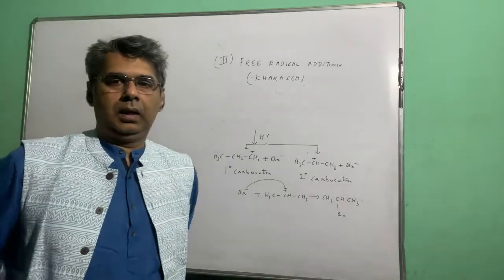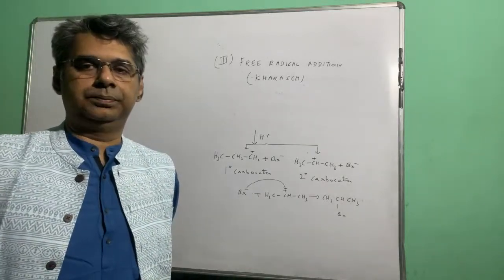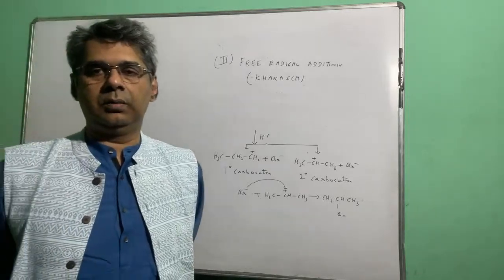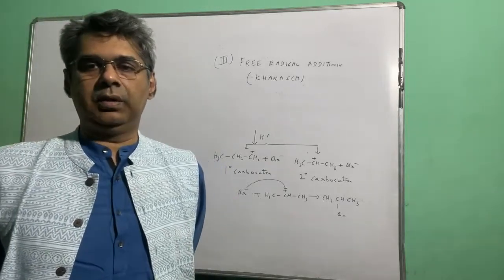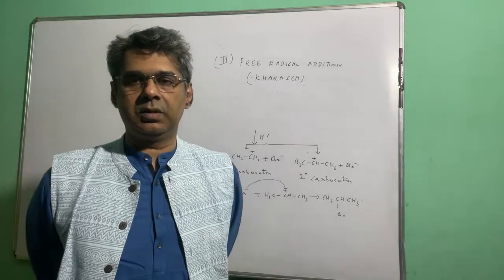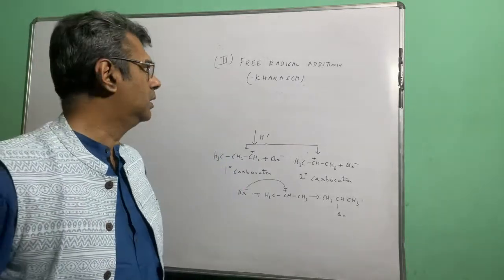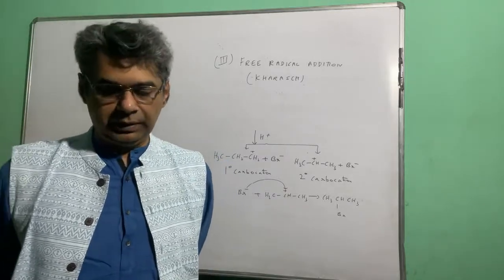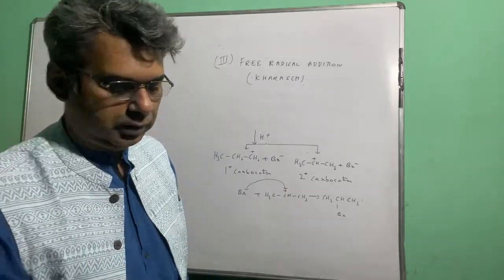Okay, now the contrary to Markovnikov is anti-Markovnikov, and that was given by a scientist called Kharash. So it is also called Kharash effect. It is the contrary of Markovnikov. It is also called anti-Markovnikov.